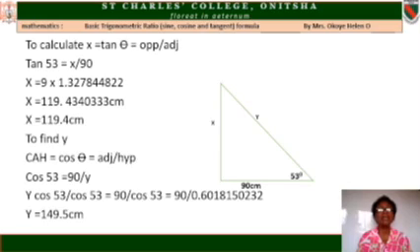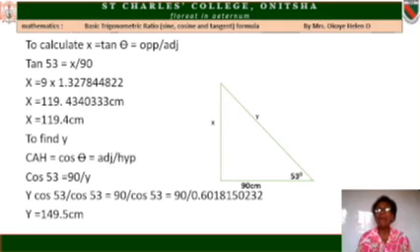TOA, which means tangent. So tan theta is equal to opposite over adjacent, where our theta is 53 degrees. Tan 53 degrees equal to x over 90. We cross multiply. x equal to 90 times tan 53. Our tan 53 is 1.327844822. When you multiply by 90, it is 119.434033 cm. To one decimal point, x equal to 119.4 cm. That is the value of x. Let us go to the value of y.